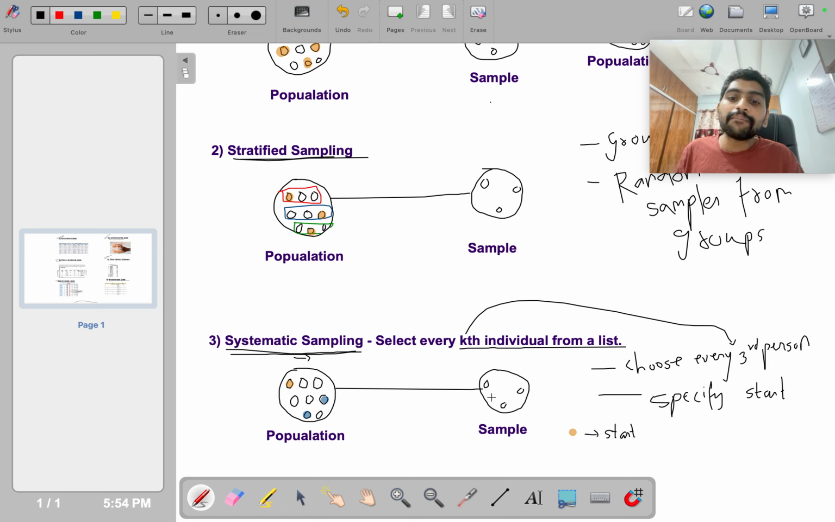So here what is happening? It totally depends upon your luck. Okay. But you are giving fair opportunity to everyone. That is the systematic sampling.